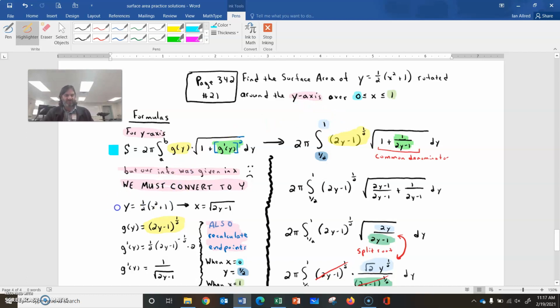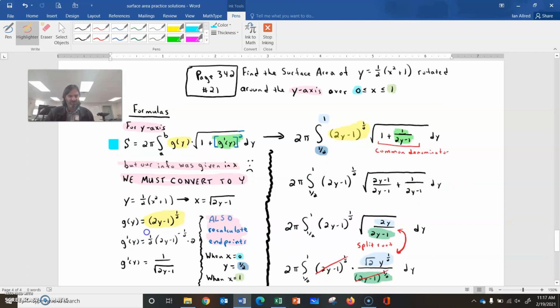So we've got to take our function, which was y equals 1/2 times the quantity of x squared plus 1, and solve for x. And since we're taking x from 0 to 1, there will be a square root there, but we'll assume it'll be positive. Okay? So when we get x by itself, it'll be x equals the square root of 2y minus 1. And that 2y minus 1 will be our g of y for the formula.